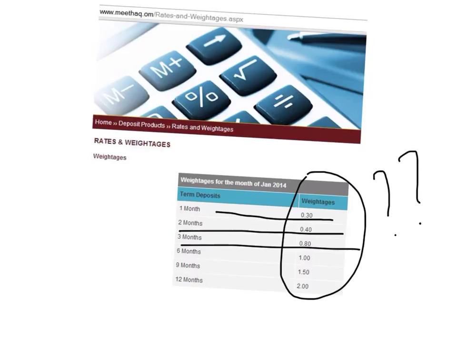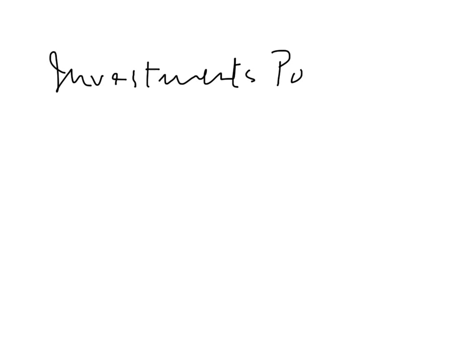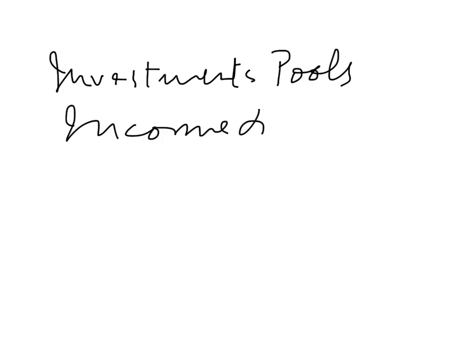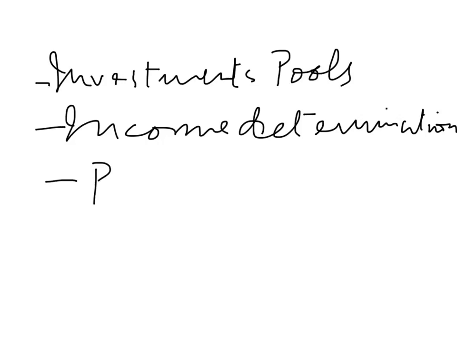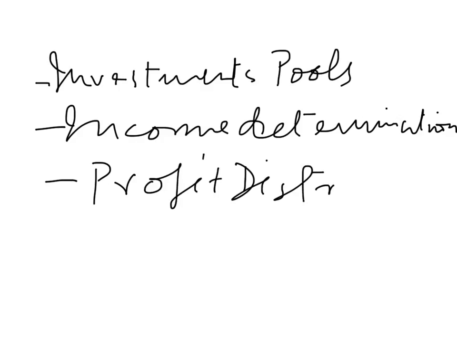So, with this preamble in mind, I would like to focus my presentation on three bullets. How are these investment pools operated by Islamic banks? How is the income determined which is to be distributed amongst the investment account holders? And lastly, how is this profit distributed amongst the various stakeholders of an Islamic bank?